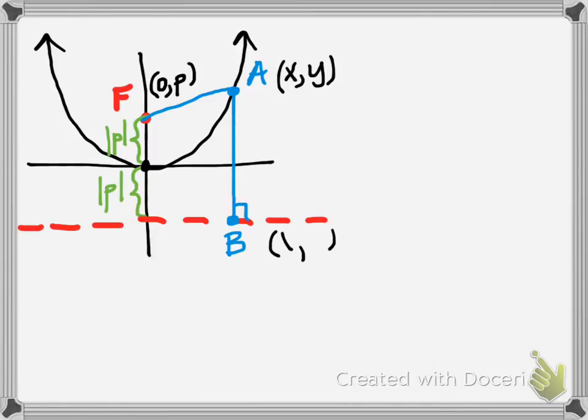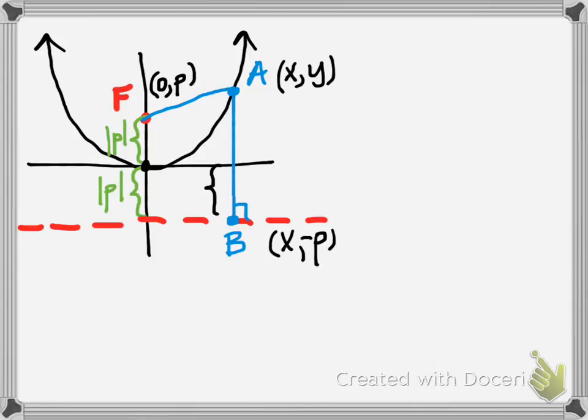So it shares the same x value as point A. However, we traveled from the x-axis down a distance of P, or absolute value of P, to get to the directrix. And since we went down, we could label the y value then as negative P. So the coordinate for point B is x, negative P.